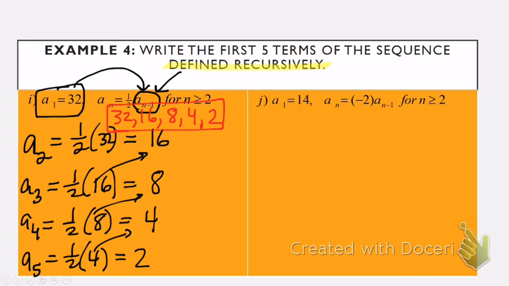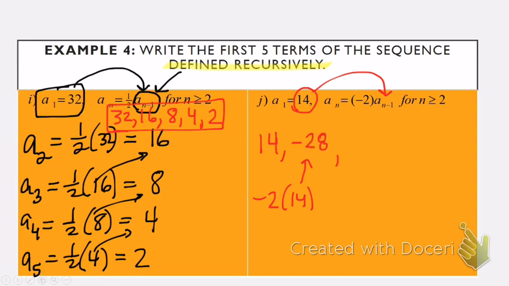If I do this again, I'm going to always plug the previous term into here. So in a recursive formula, they have to give me at least the first term. So my first term is going to be 14. Then I'm going to take negative 2, because that's what's in my rule, times 14, and that gives me the next term. So that's negative 28.